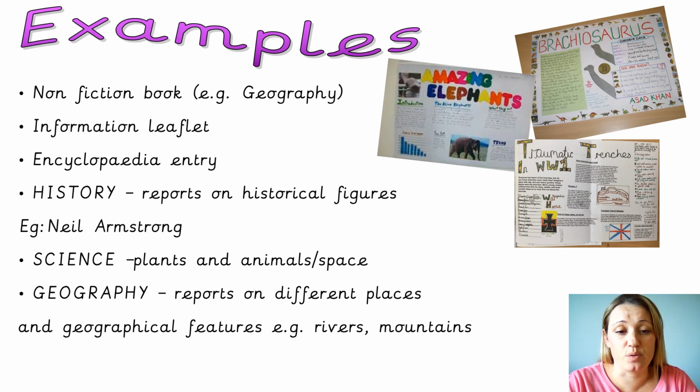In geography, you might find one about different countries, different places. You might find a non-chronological report about Manchester, for example, or you might find one about a country or a continent like Africa. And also you might find ones on geographical features, so about rivers and mountains. Up there at the top you can see some examples that other children have done and how they might be set out.